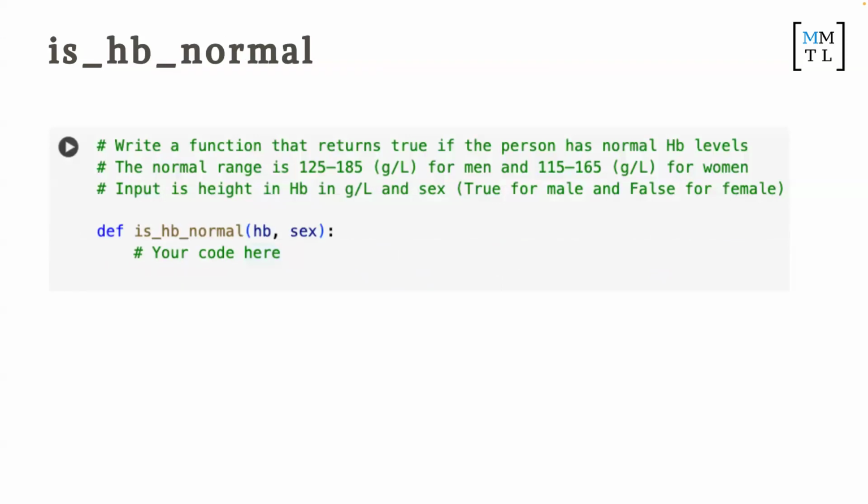And other things we can write are HB, for example. Has everyone had a go at this as well? Pretty much? No, okay. Let's have it. We can do this as well. So we can check if the hemoglobin is within 125 to 185 for men, and that for women, and the inputs are hemoglobin and sex, which is true for male and false for female.